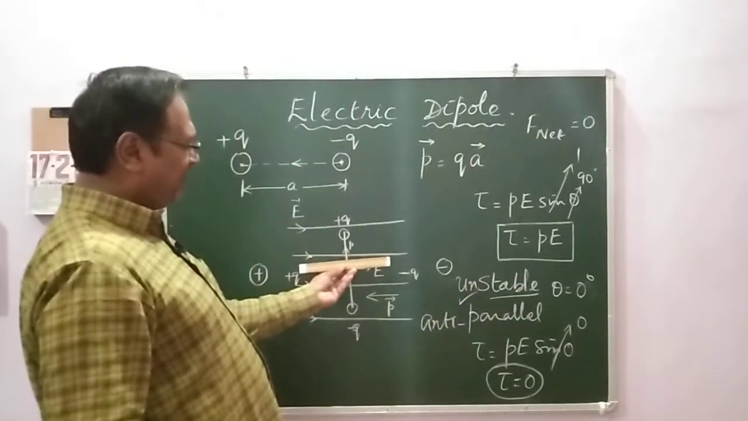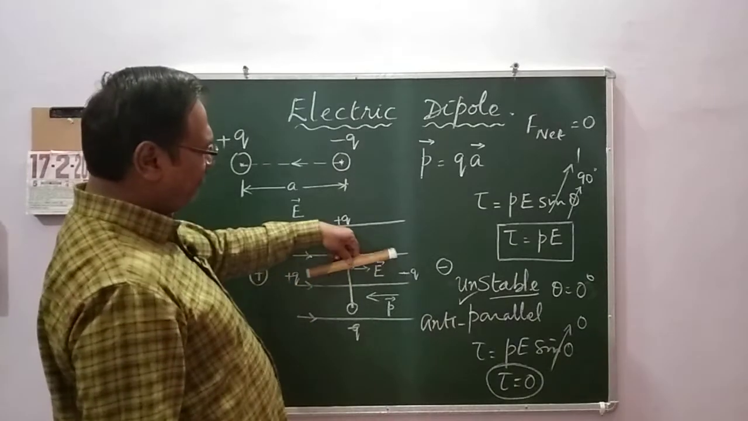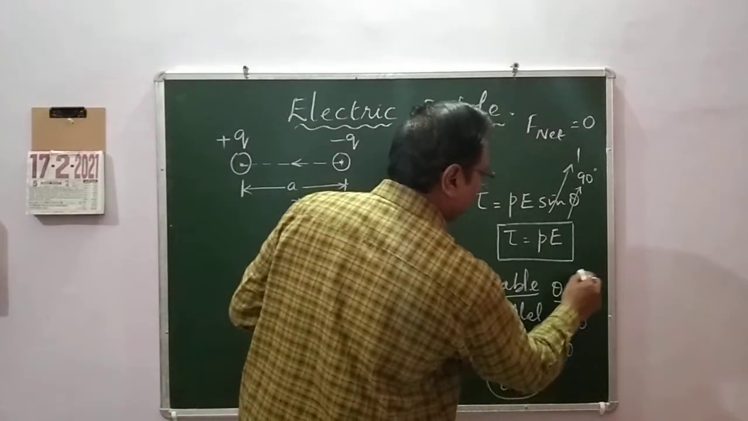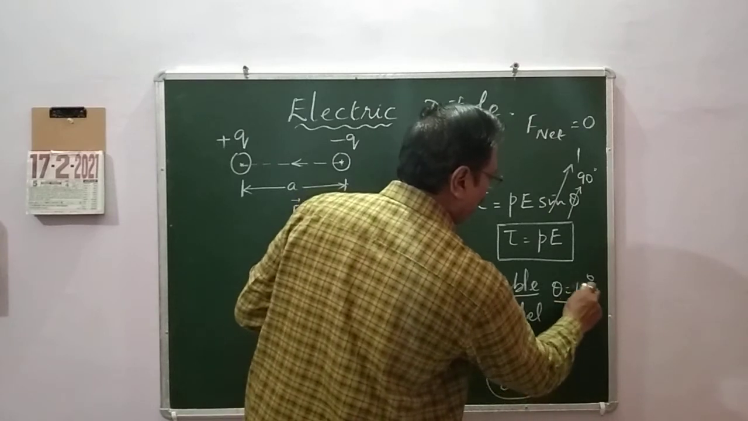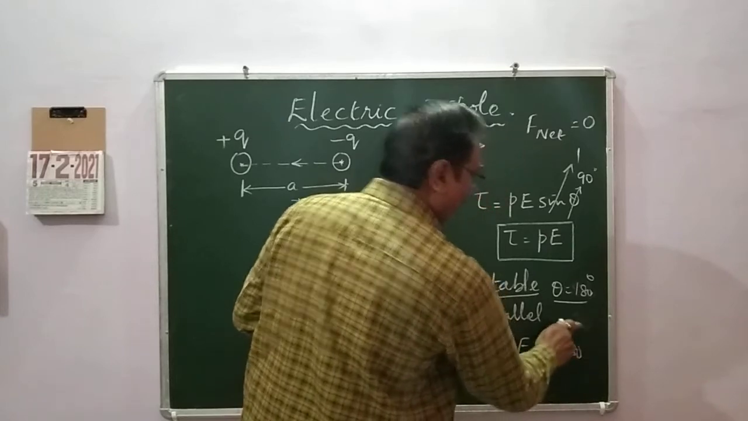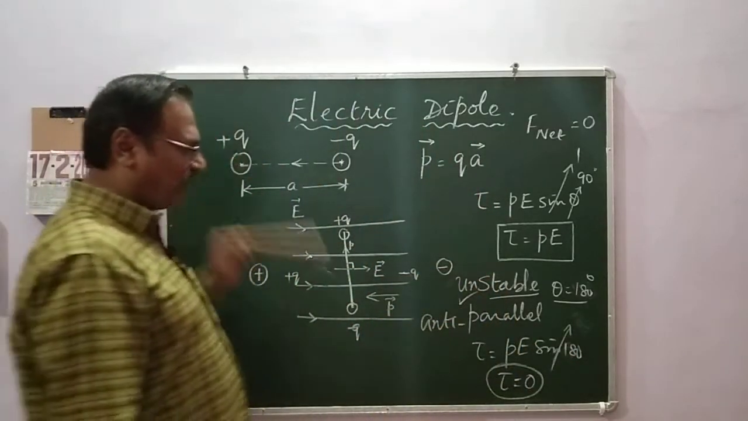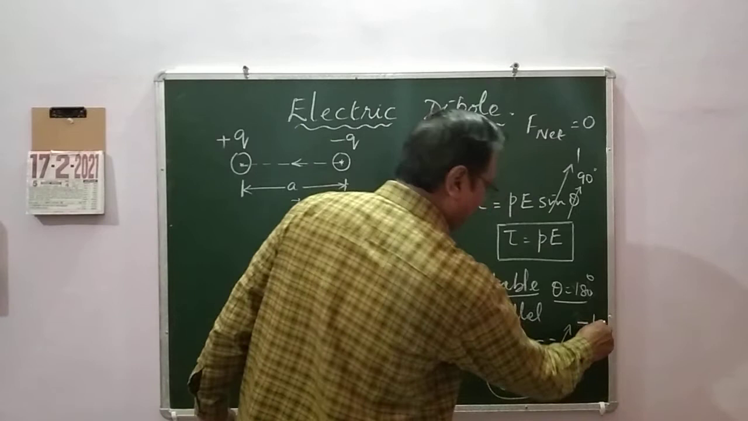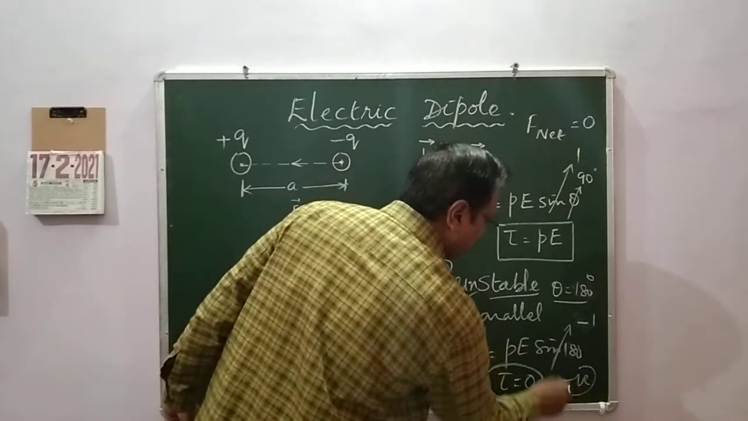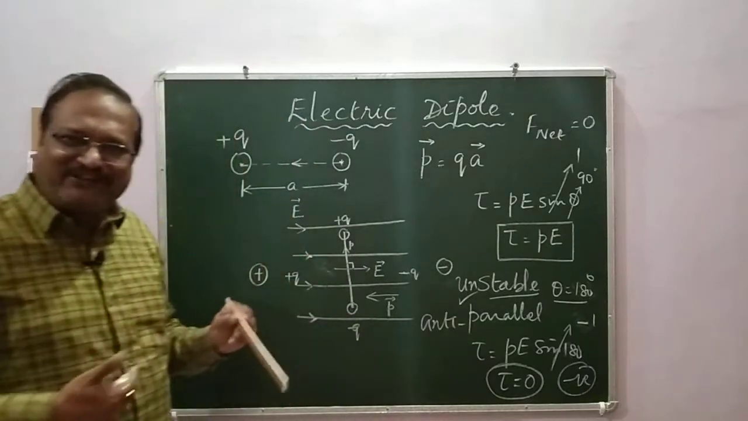So how much did I rotate it? I rotated it by 180 degrees. So the angle is going to be 180 degrees instead of 0, and sine 180 degrees, what is it? It is in this quadrant. It is minus 1, so tau will be negative. That means torque will be in the negative direction.